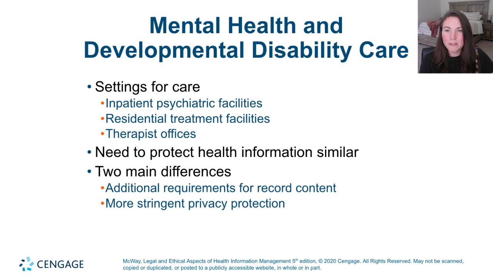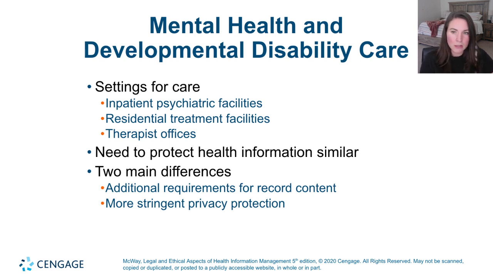Okay, moving on to mental health and developmental disability care. There are several settings that people with mental illness or developmental disabilities can be treated at. Inpatient psychiatric hospitals, residential treatment facilities, and therapist offices are the most common. Legally, these types of records are treated the same as general health records, except for two things. There are additional requirements for record content and more stringent privacy requirements.